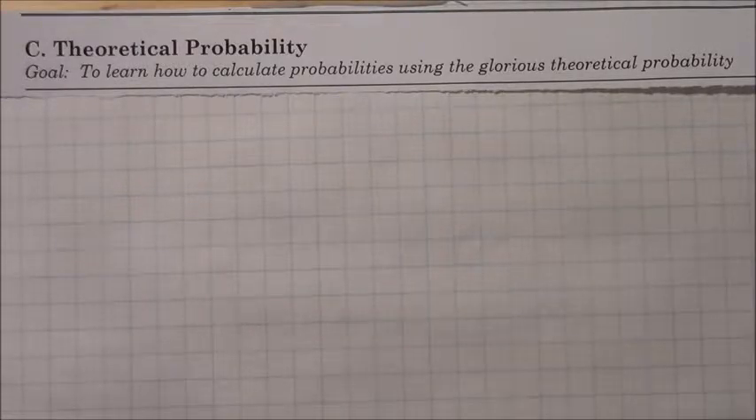So, theoretical probability is the likelihood that something is going to occur, some event will occur. It is also referred to as mathematical probability. It is the chance of that event occurring in any trial of the experiment.